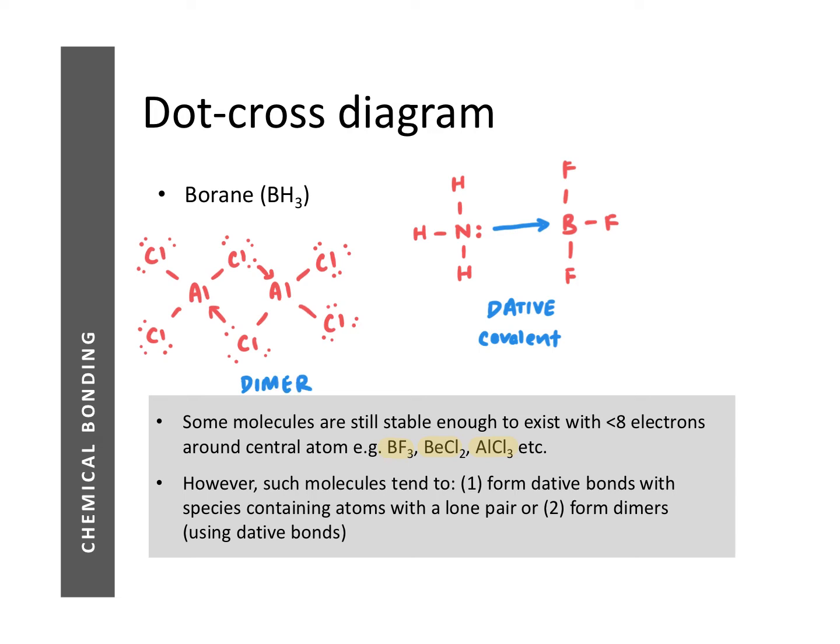So molecules where the central atom has less than a fully filled valence shell, or have less than an octet, tend to either form dative bonds with something that has a lone pair, or they tend to form dimers.